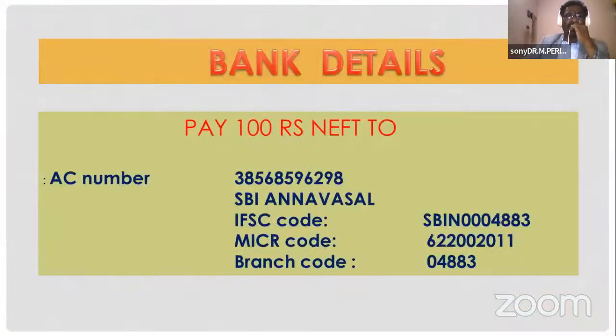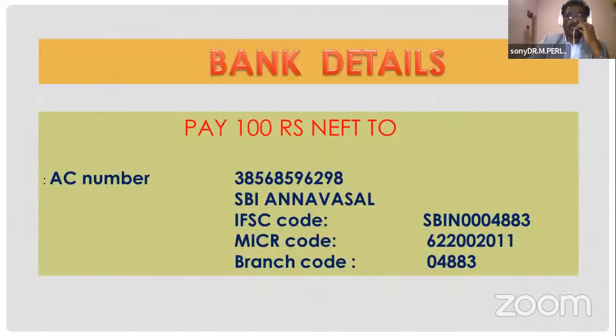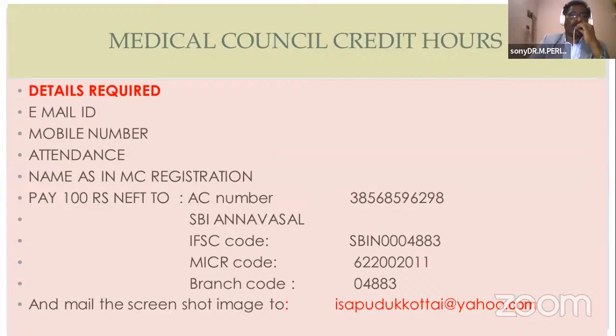Once again, bank details. Pay 100 rupees to account number 38568596298, SB Annavasal, branch code 04883. And the important email ID: you have to send your details to ISA Pudukkottai at yahoo.com, 100 rupees net. Details required are email ID, mobile number, address, screenshot, and the name registered in the concerned medical council. These are the most important details required for credit hours.